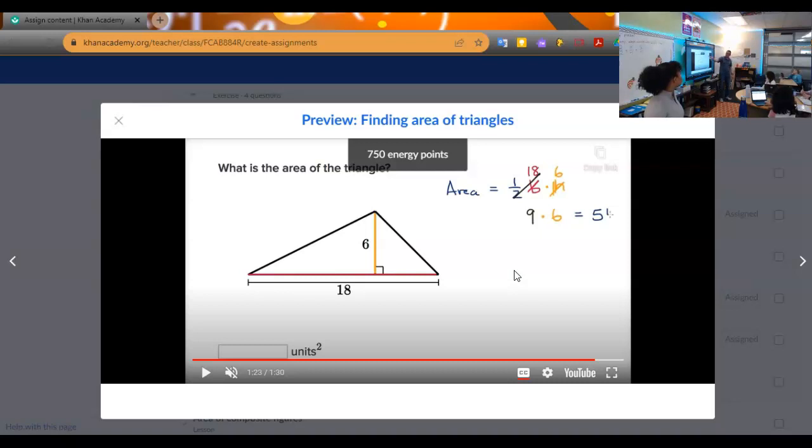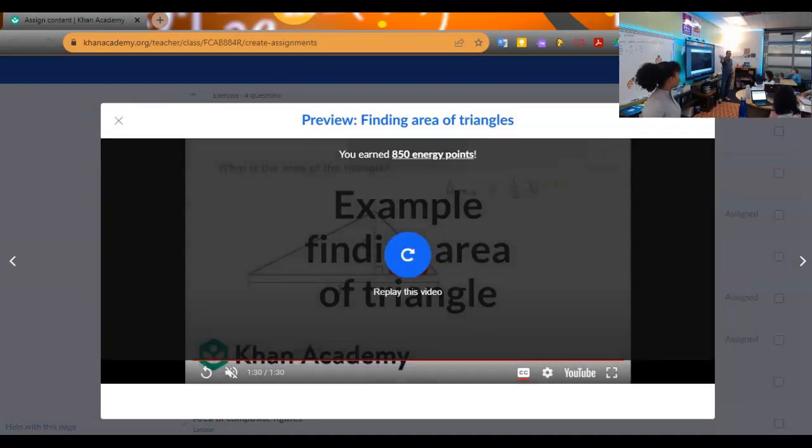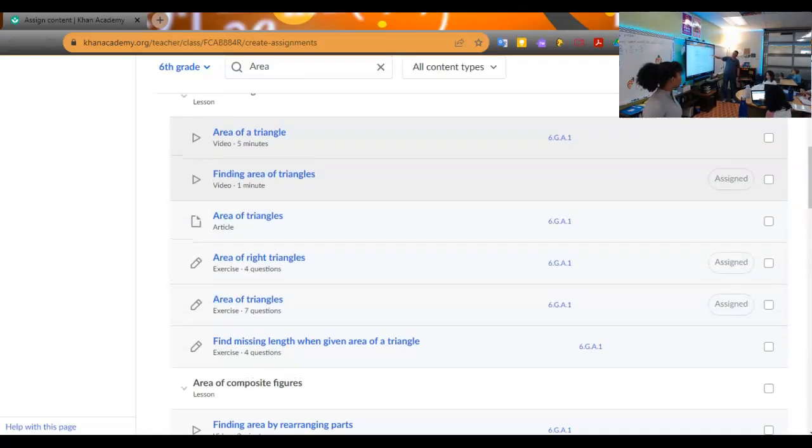You could multiply your base times height first and then do half. But what Con realized was 18 is kind of big. I'd rather do half of 18 and then work with that number, and then we get 54 as our area. So when you're done with parallelograms, at some point you have to click play on the video and let the video play, but then you want to move on to your area of right triangles practice.